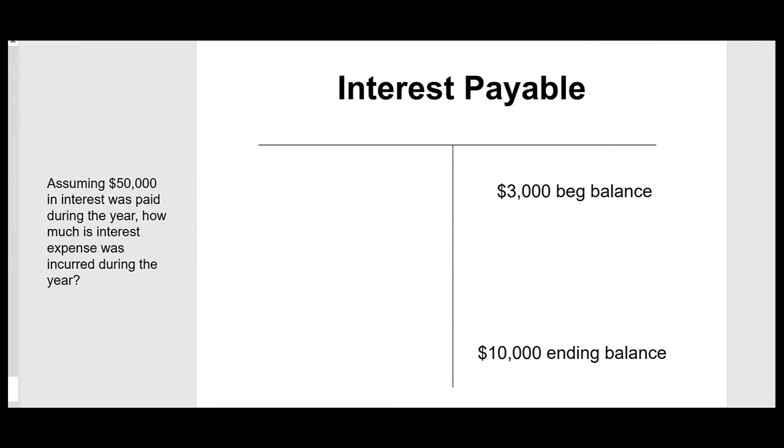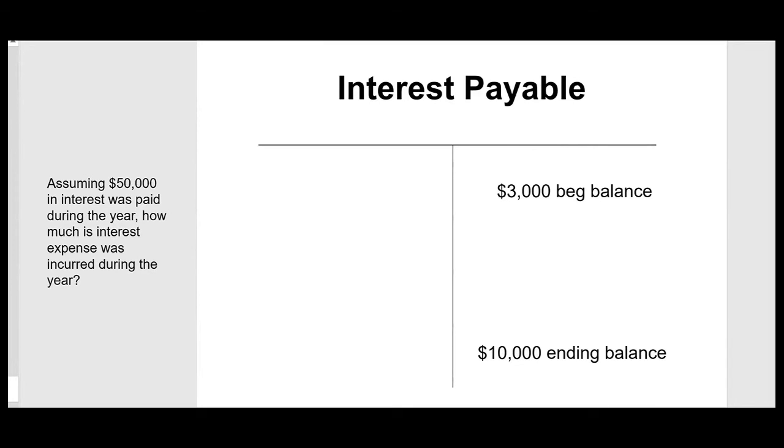The answer would be $57,000. So cash basis interest expense $50,000, but accrual basis interest expense $57,000. And that's how much interest expense was incurred during the year, $57,000.